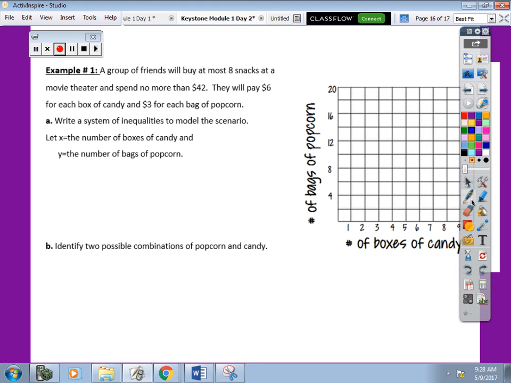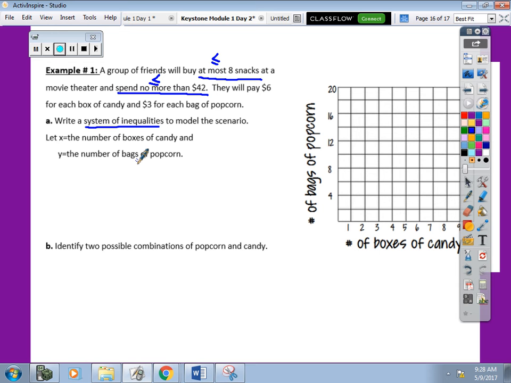This one says a group of friends will buy at most 8 snacks. So at most would be less than or equal to at the movie theater, and also spend no more than $42. No more than is also less than or equal to. They pay $6 for each box of candy and $3 for each bag of popcorn. Write a system of inequalities, so that means 2 or more, to model this scenario. They also define the variables. X is boxes of candy, Y is the number of bags of popcorn.